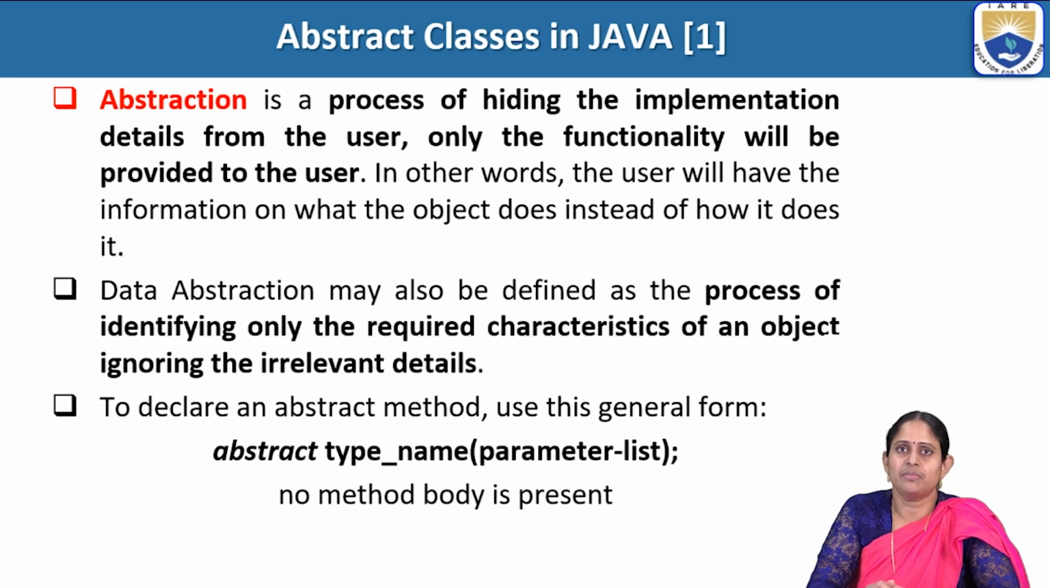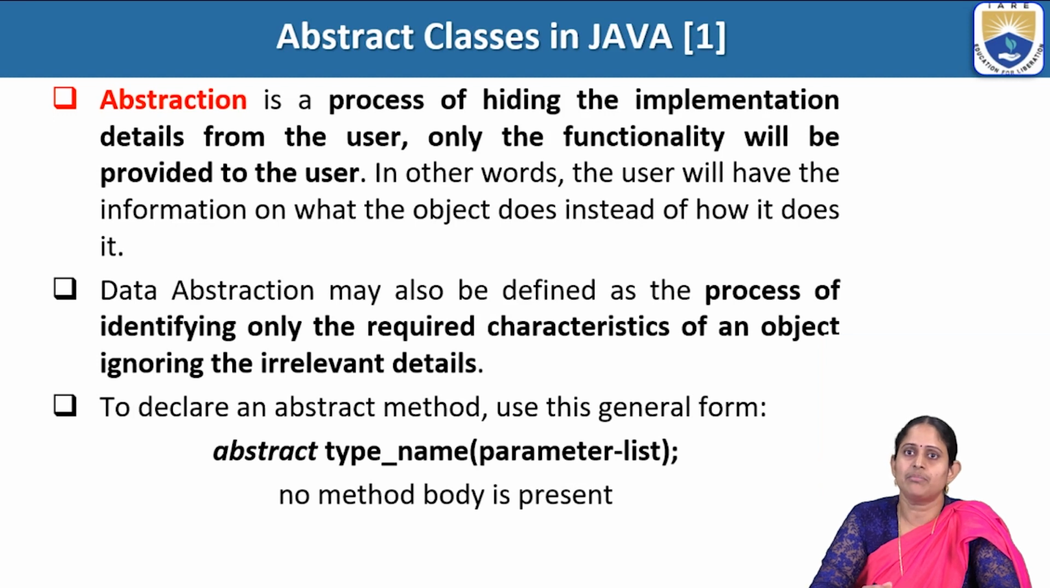Abstraction is the process of hiding the implementation details from the user. Only the functionality will be provided to the user. In other words, the user will have the information on what the object does instead of how it does it. Abstraction can be achieved in two ways, by using abstract classes or by using interfaces. Data abstraction may also be defined as the process of identifying only the required characteristics of an object, ignoring the irrelevant details.